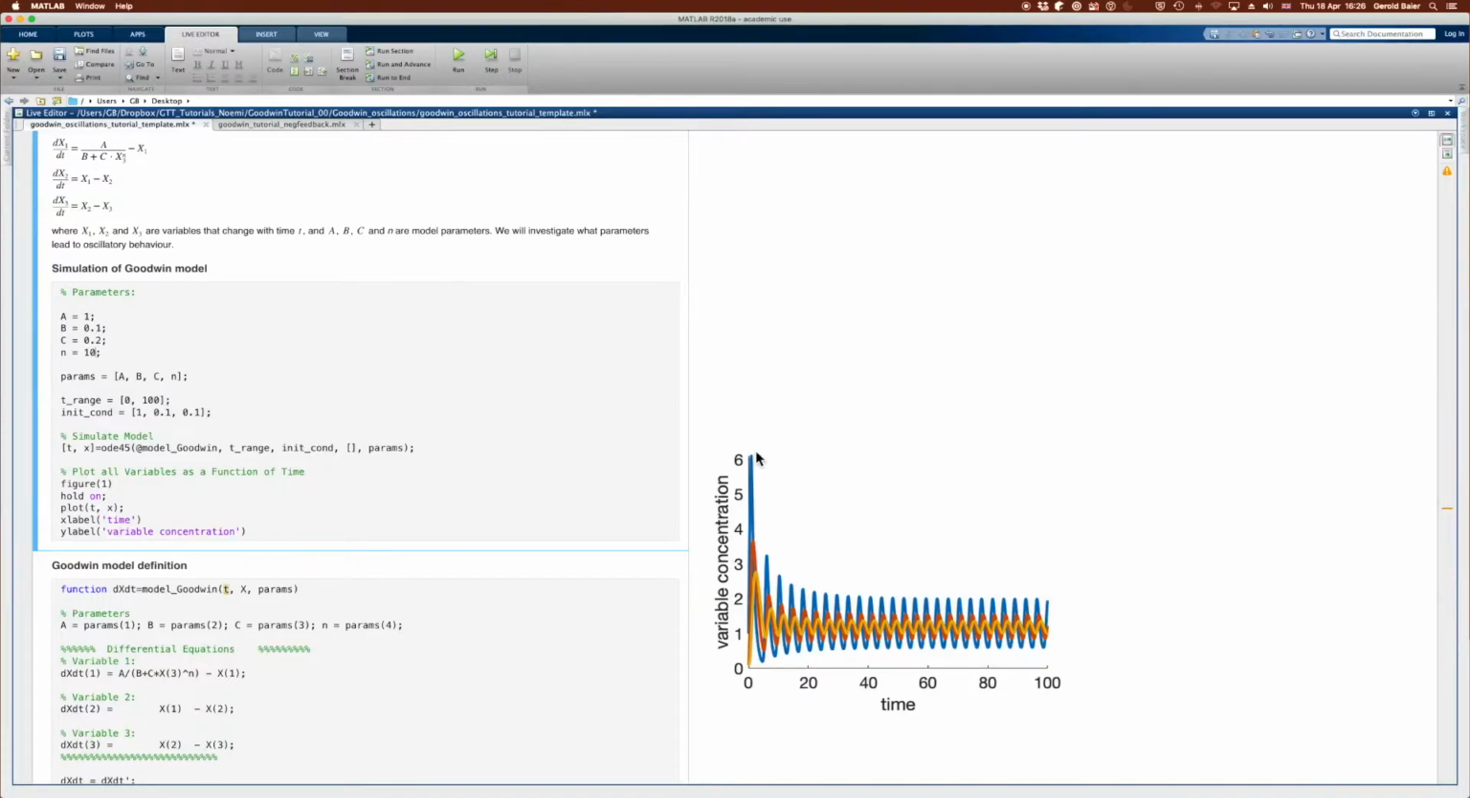You are encouraged now to have a play around with values of n, and in fact try to find a critical value of n where you will observe oscillations and where you don't.